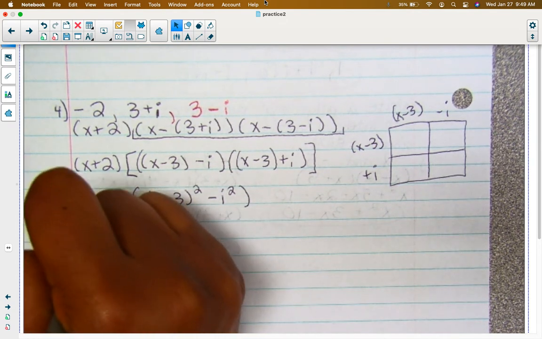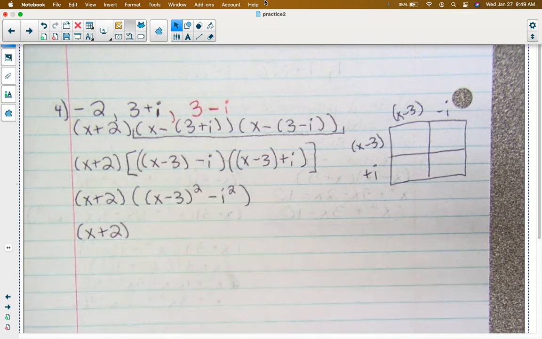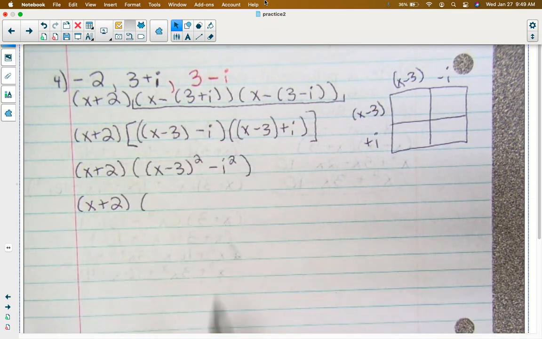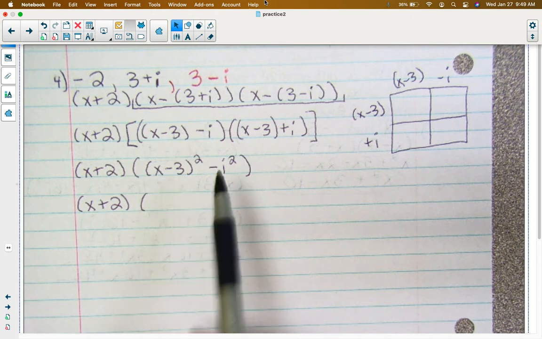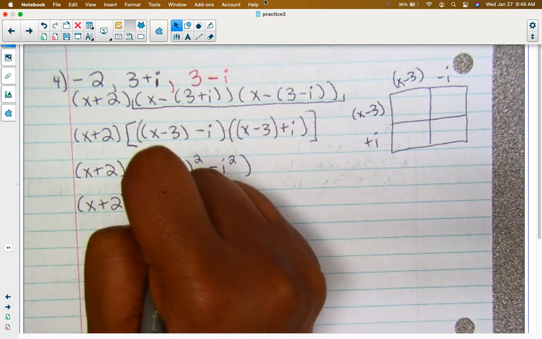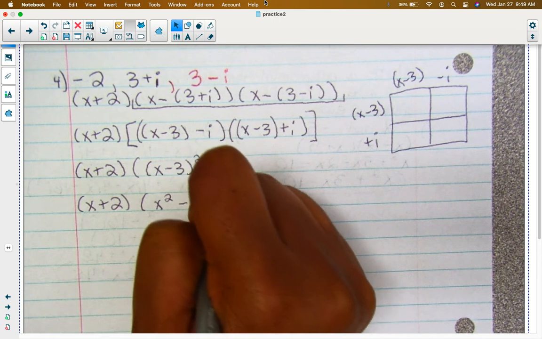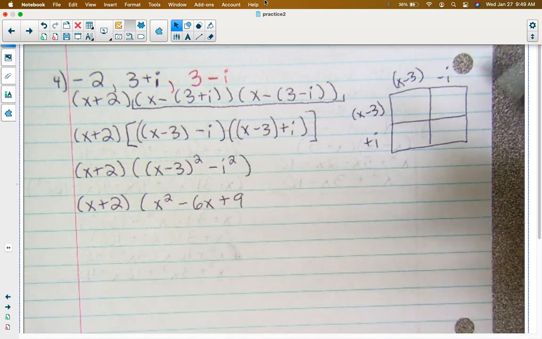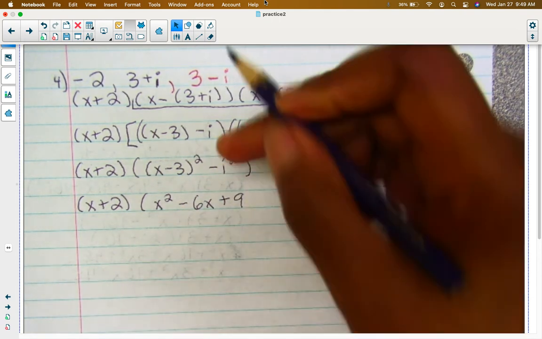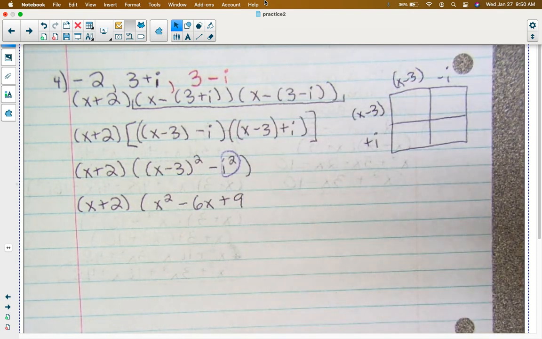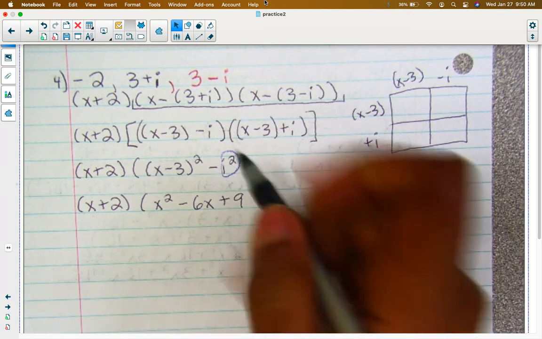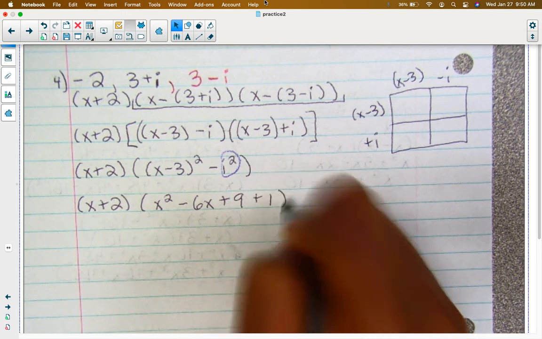So it's going to give me x plus 2. If we do box method or distributive property with x minus 3 times x minus 3, it gives me x squared minus 6x plus 9. i squared is equal to negative 1. So this is equal to negative 1, and a negative times a negative makes that positive 1.